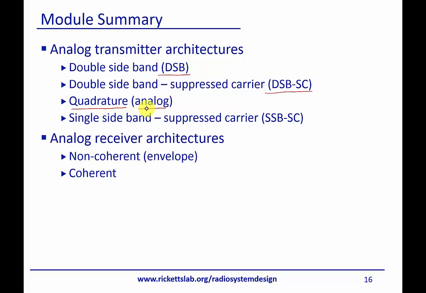I have the word analog here because the next couple modules are going to be talking a lot about digital modulation, where we do a lot of quadrature. And the actual up and down conversion is exactly the same, but we talk so much about it in the digital domain that you may forget that it all started back here in the analog domain. And then we talked about single sideband suppressed carrier. And finally, we talked about the difference between coherent and non-coherent and the trade-offs for each of those.